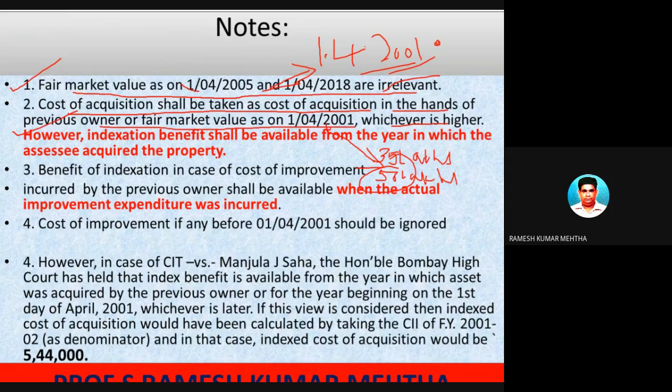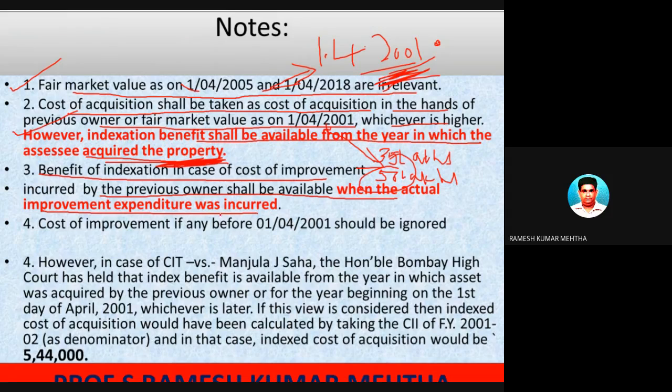So our indexation benefit will be available from the year in which the assessee first acquired the property. So in this case, Mr. N.S. Mehta, whose father is there, has gifted the house property to Mr. Ramesh Kumar Mehta in the year 2006-2007, if I am correct. So indexation will be done on the basis of 2006-2007, not on the basis of 2001-2002. This is the second point. Benefit of indexation in case of cost of improvement incurred by the previous owner shall be available from when the actual improvement expenditure was incurred. If any improvement expenditure has been incurred by the previous owner, it has to be considered, and indexation has to be done.